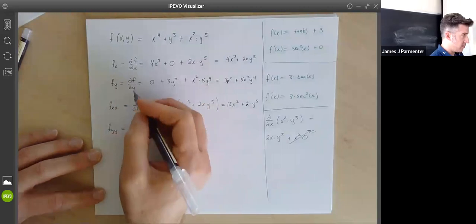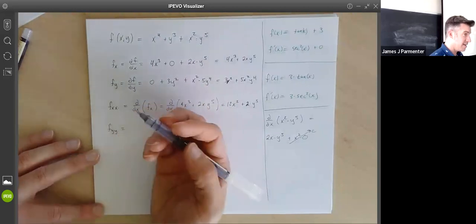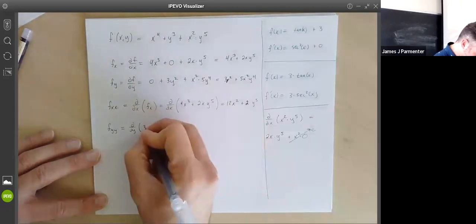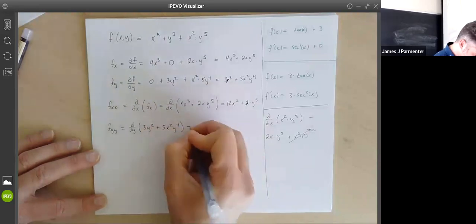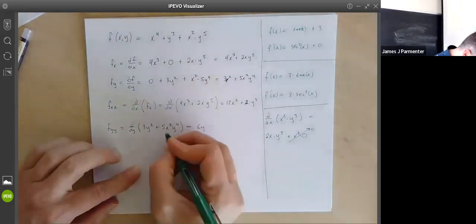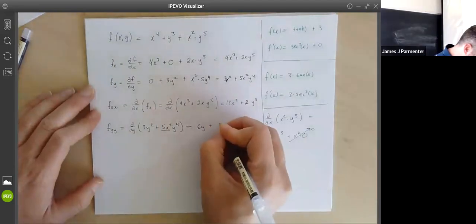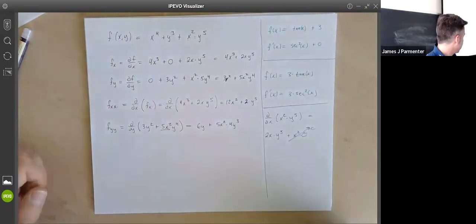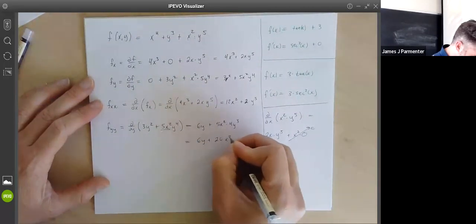So again, it's just your partial with respect to y, taking the derivative of that with respect to y again. So it's going to be the partial derivative with respect to y of this 3y squared plus 5x squared y to the fourth. Derivative of 3y squared is 6y. The derivative of a constant times y to the fourth is my constant times 4y cubed, which I would simplify. I'm going to write that as 6y plus 20x squared y cubed.